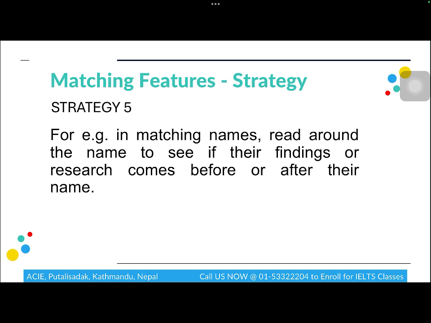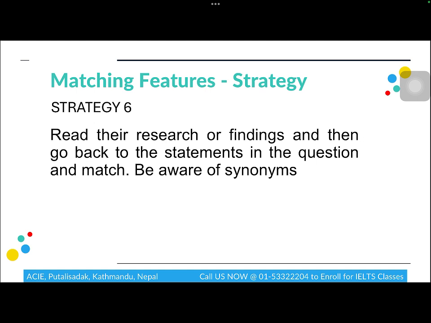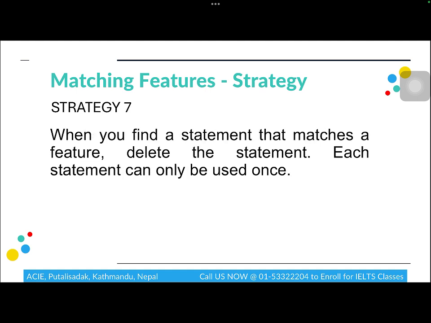So the next strategy is, in matching names, read around the name to see if their findings or research comes before or after their name. Especially after we have scanned the name, we should be careful about what information to target or read to know about that person's research or that university's information that has been related to that specific feature. So be careful about that as well. Read their research or findings and then go back to the statements in the question and match. Obviously, be aware of synonyms, which is a very common strategy for each question type. When you find a statement that matches a feature, delete that statement, and each statement can only be used once.